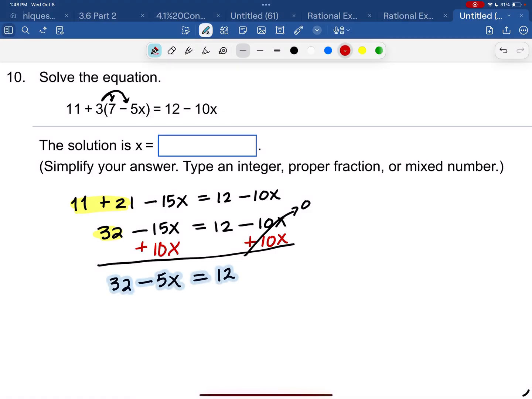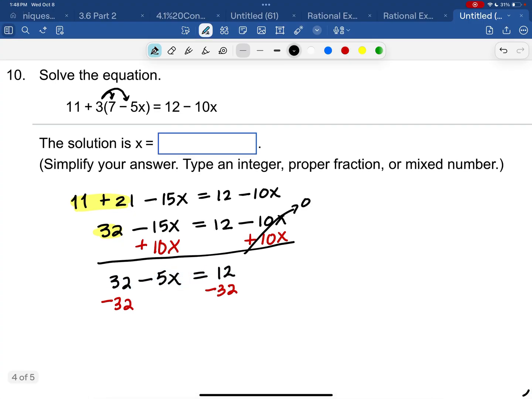So now I need to subtract the 32 because I want to isolate the term with the x. I got to get the numbers on the same side over there. So a negative 5x is a negative 20. And the last thing we do is we divide by that coefficient of negative 5. And we get x equals positive 4. Because we have a negative divided by negative, which is a positive.